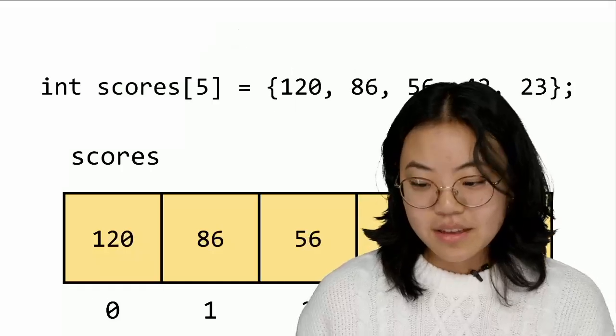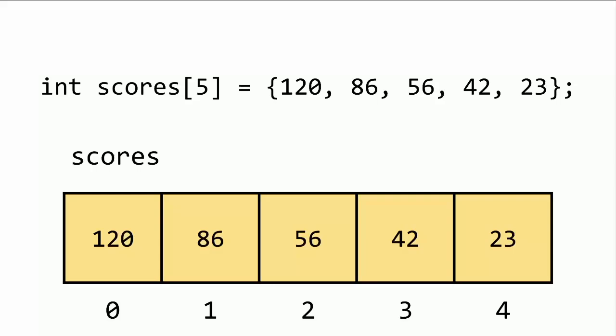So on and so forth, we can fill up our entire array. If you knew all 5 ahead of time, this is another way of doing so. So you can immediately declare the array scores with its 5 values in curly braces like so. And that would set up your array like this.